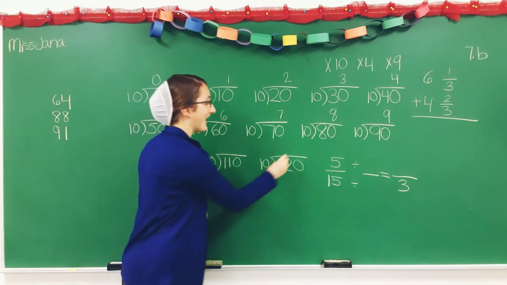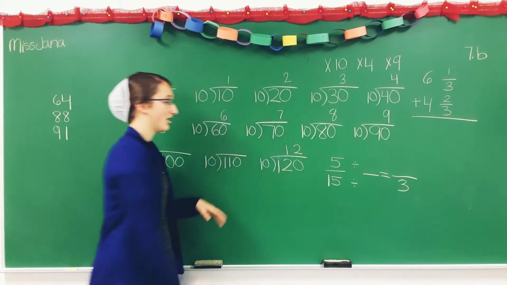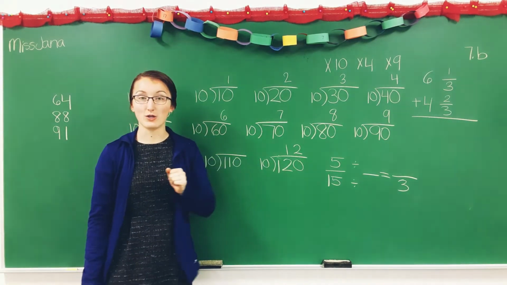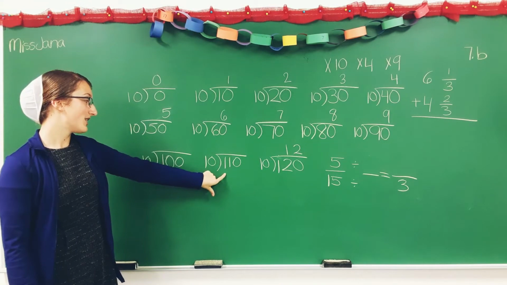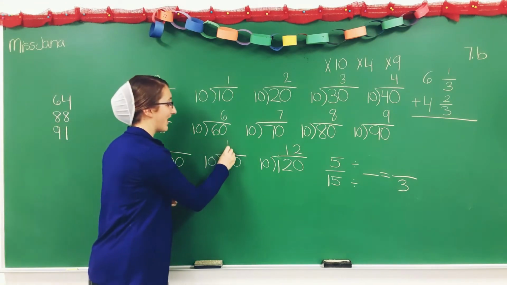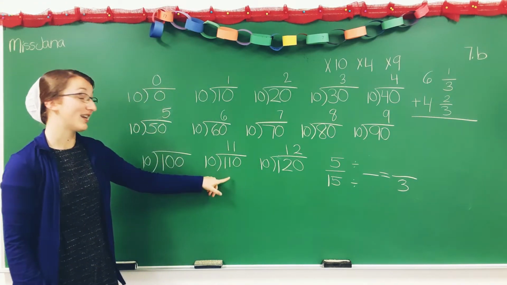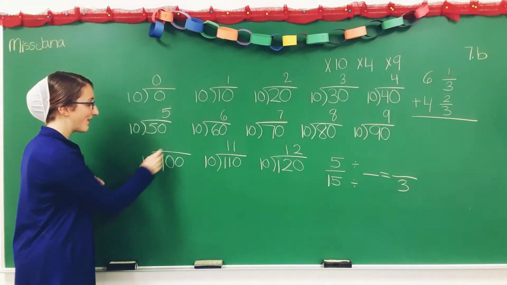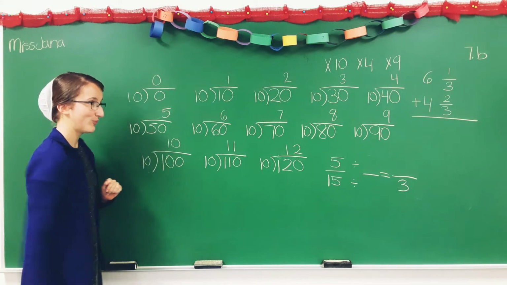120 divided by 10 is 12. 12 times 10 is 120. 110 divided by 10 is 11. 11 times 10 is 110. 100 divided by 10 is 10.